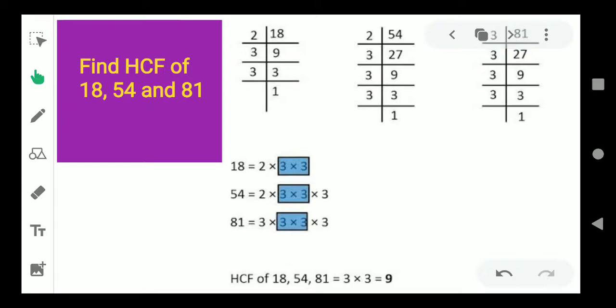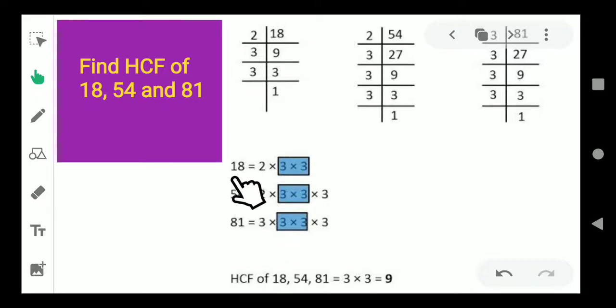Find the HCF of 18, 54 and 81. 18 can be written as 2 into 9. Again 9 is 3 into 3, and 3 into 1. 54 can be written as 2 into 27. 27 can be written as 3 into 9. Again 3 into 3 and after that 3 into 1. 81 can be written as 3 into 27, 27 is 3 into 9, 9 is 3 into 3, and 3 into 1.